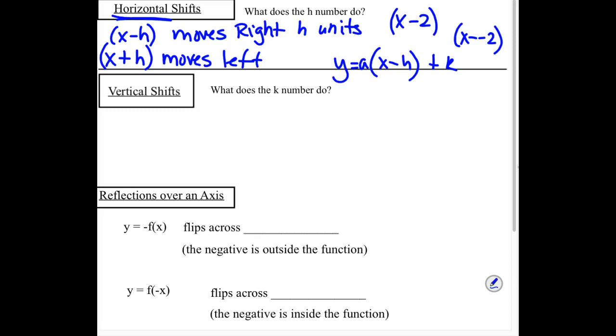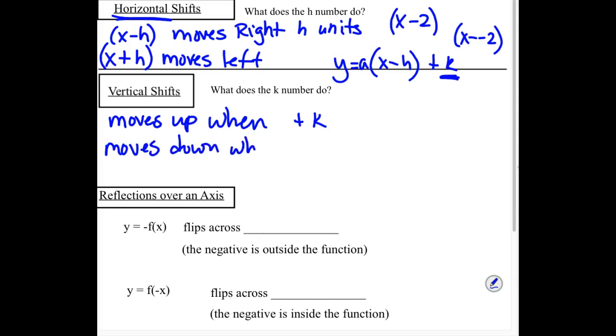What does this k value on the end do? That's our up and down. Okay, vertical shift. So it moves up when we see what? Positive k. All right, and then it would move down when we have a negative k value. So the outside thing, that k piece on the outside, is going to move just the way it looks like it should move. Positive moves up, negative moves down.